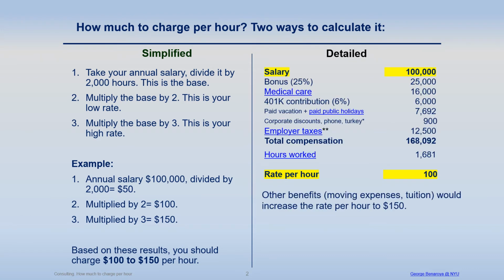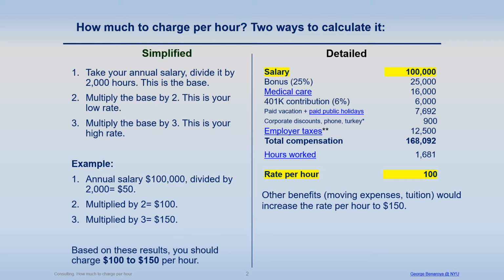Let's now look at the detailed or complicated way. What we want to do is to show you that you can get the same benefits as a full-time employee working on a per-hour basis. We also add all the links if you have slides so you can see how each calculation was made and the assumptions that we used.